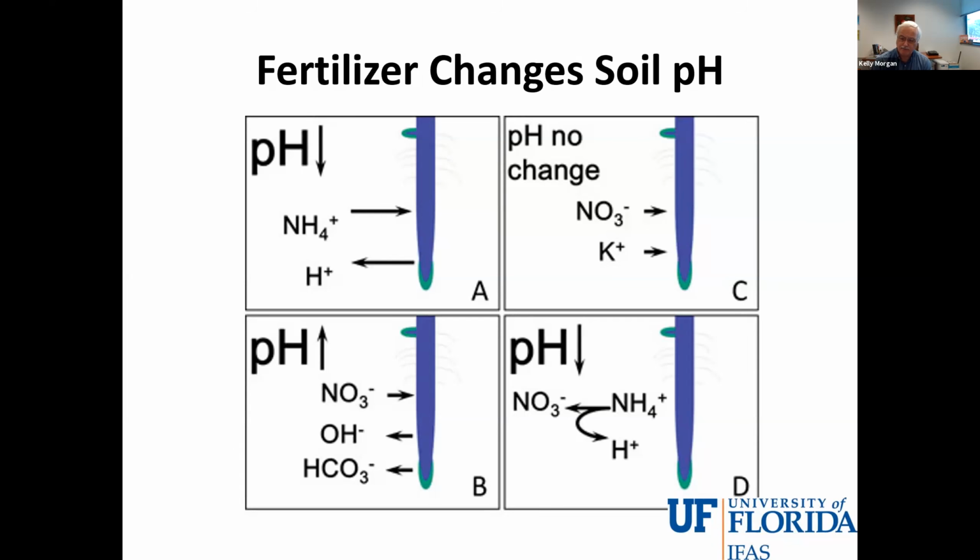And even going from an ammonium source of fertilizer, as in panel D, to a nitrate source, which is something that's unavoidable in our soils. There are compounds that you can apply to fertilizer to reduce the rate at which ammonium is converted to nitrate. But in that conversion, you are releasing hydrogen, and that will also cause the soil to acidify.